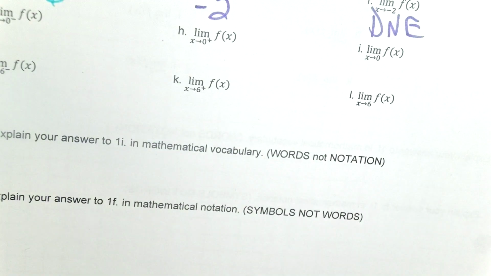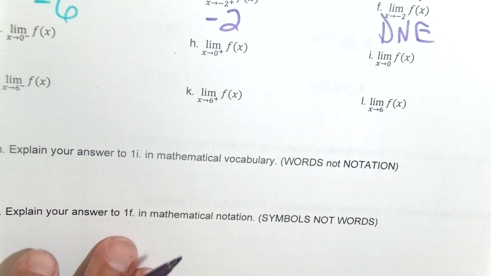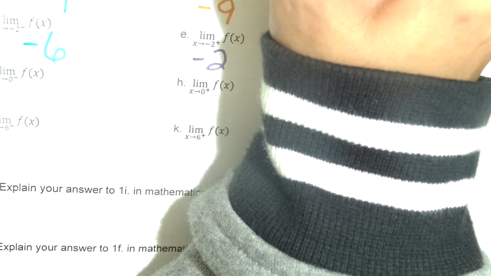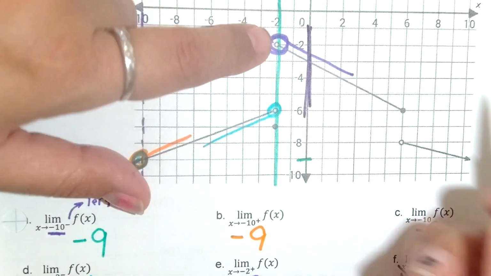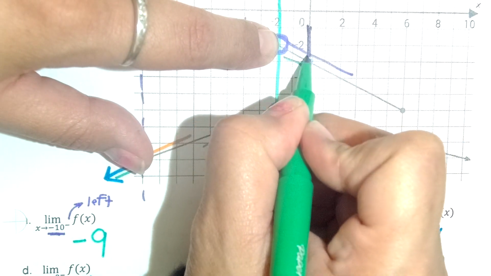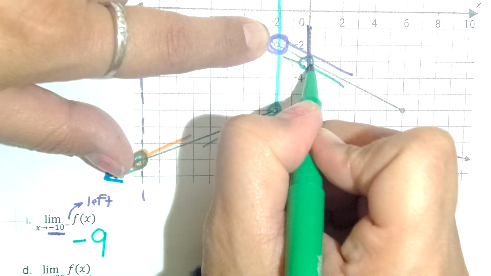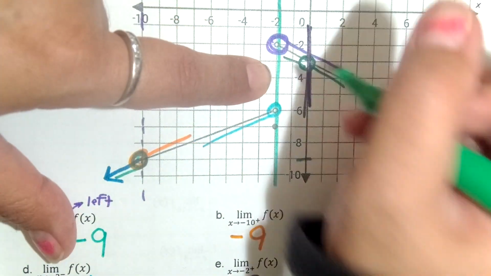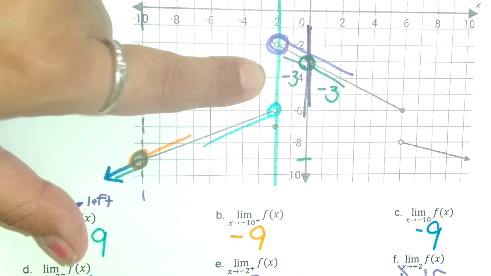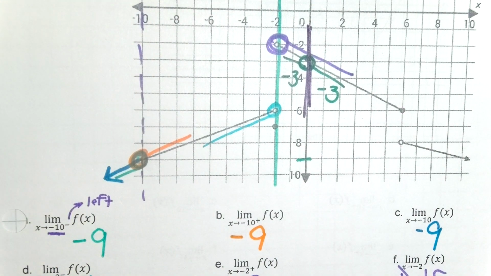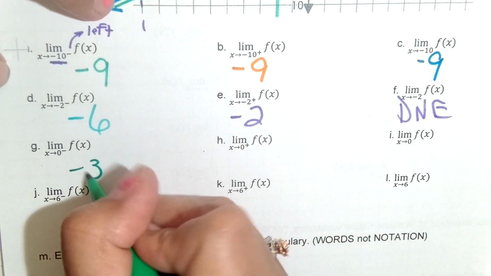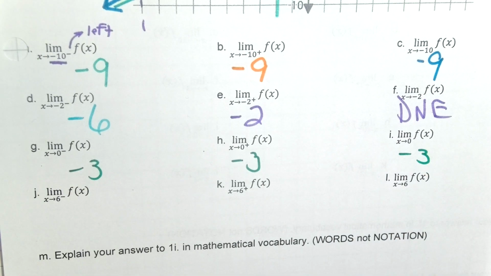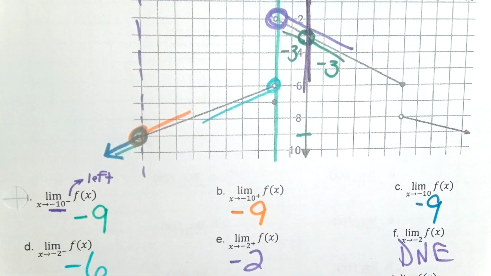Questions? Okay, I'm going to do the next two really fast so that I can get through the explanations. I'm going to draw a line at 0. I'm going to come from the left, and then I'm going to come from the right. From the left, I get negative 3. And from the right, I get negative 3. Are they the same number? Yes, so what's that mean about the limit? Negative 3. Questions?